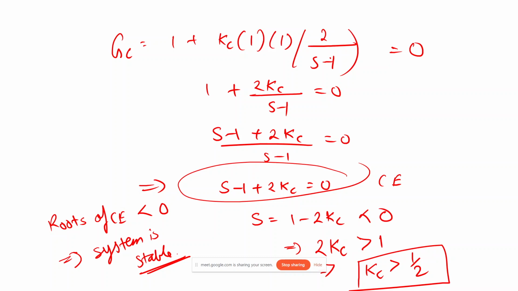We can simply find the value of Kc by using the property that the poles of the system should be less than 0, then only the closed loop system will be stable. So on the basis of that, we will get this range of Kc beyond which the system will be stable.